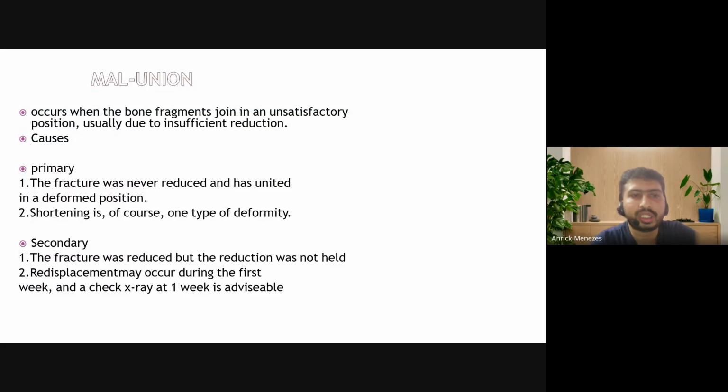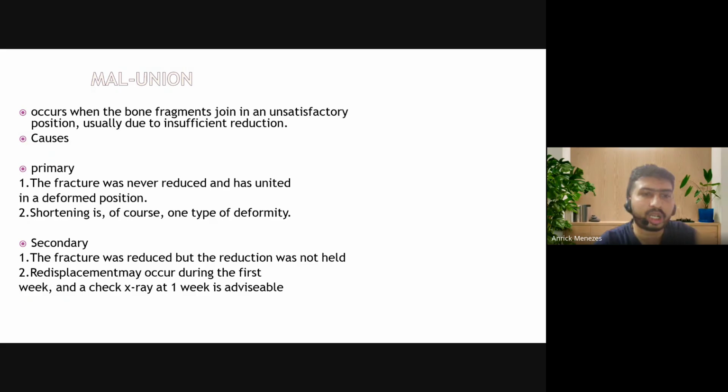So one more thing, the last thing, that is malunion. It occurs when the bone fragments join in an unsatisfactory position, usually due to insufficient reduction, because the primary fracture was never reduced and has united in a deformed position. Initially, the goal of the orthopedician is to reduce the fracture. If it has not been done or not addressed, then there are high chances of malunion. Shortening is of course one type of deformity we see.